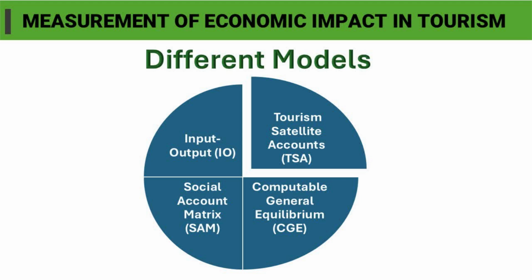Computable general equilibrium evaluates the economic impact of tourism by simulating how tourism activities affect various sectors within an economy, and is analyzed in the next slide. Tourism satellite accounts is the internationally recognized framework for measuring tourist activity and the importance of tourism to national or regional economies. TSA will be the subject of analysis in PIL 2.